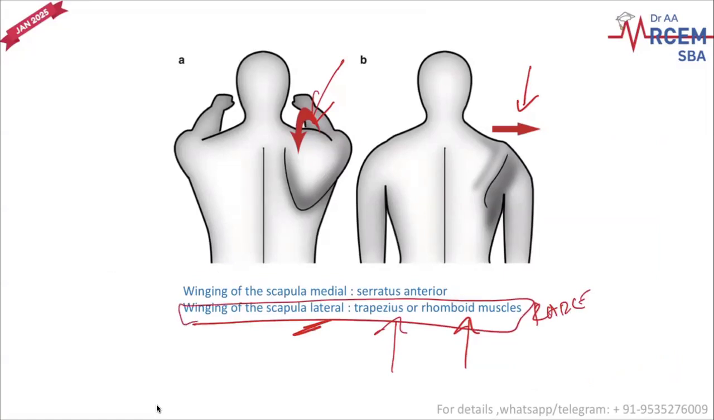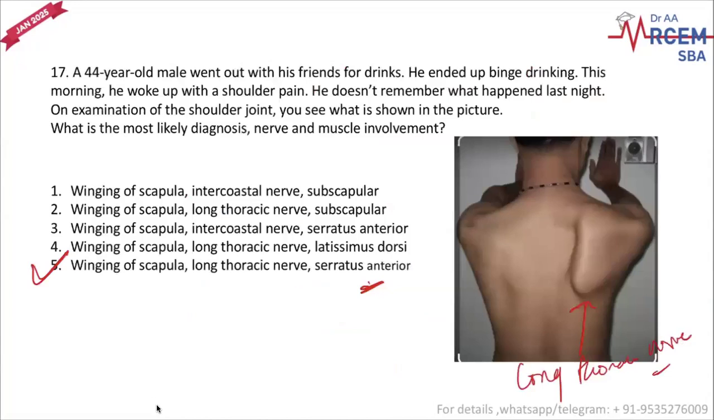All the questions which have appeared are on the medial winging of the scapula, that is the serratus anterior, where the long thoracic nerve is usually involved to cause injury to the serratus anterior, resulting in medial winging of the scapula. So remember, whenever they give winging of the scapula, do not choose trapezius or rhomboid. Always go ahead and choose the serratus anterior or thoracic nerve. This is the winging of the scapula, what they will be testing you in the exam.